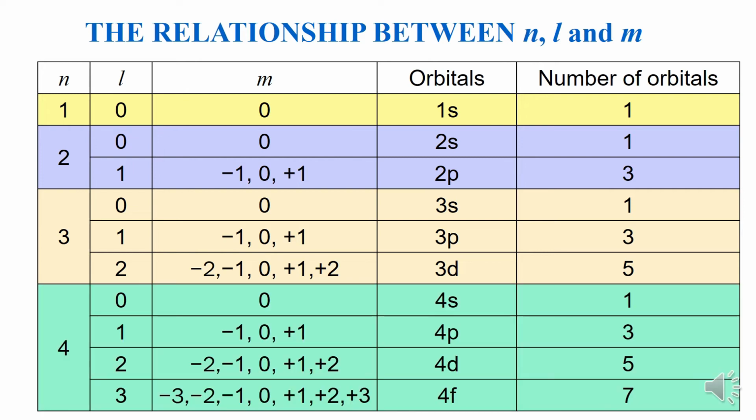If n equals 4, then L can be 0, 1, 2, or 3. There are 4 subshells, 4s, 4p, 4d, and 4f orbitals. s has 1 orbital, p has 3 orbitals, d has 5 orbitals, and f has 7 orbitals. So the total orbitals for n equals 4 is 16.